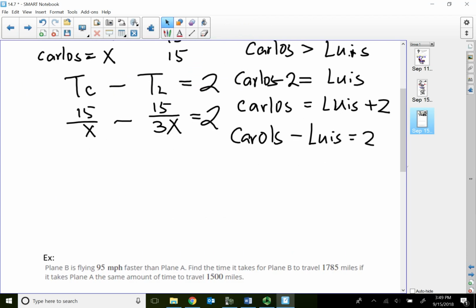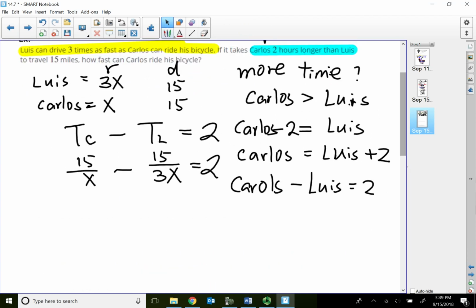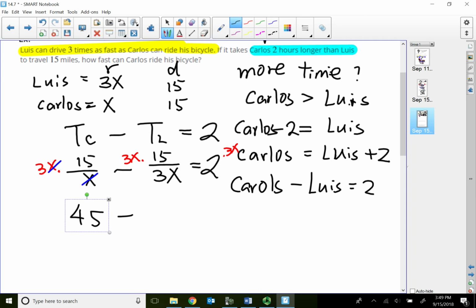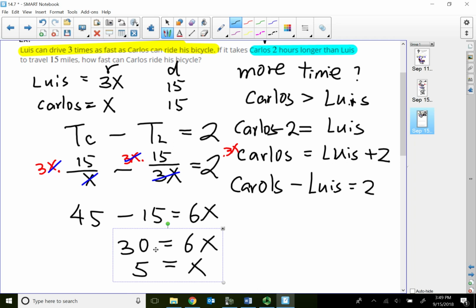My LCD between these two denominators has to be 3x, so I'm going to multiply every term by 3x. Even the 2 has to be multiplied by 3x. Top x, bottom x cancels out, that's 45, minus, top 3x, bottom 3x cancels out, minus 15, equal to 6x. So 45 minus 15 is 30, equal to 6x. Divide both sides by 6, and my answer is x equals 5.